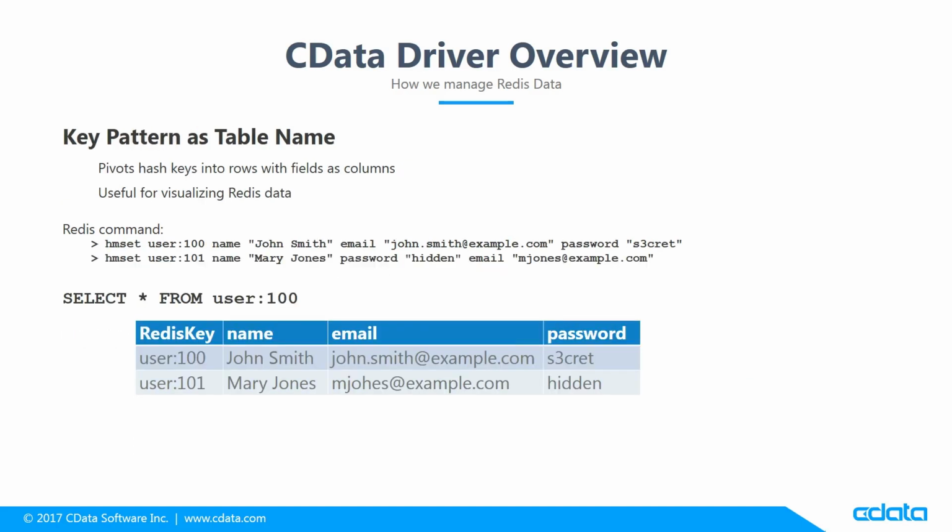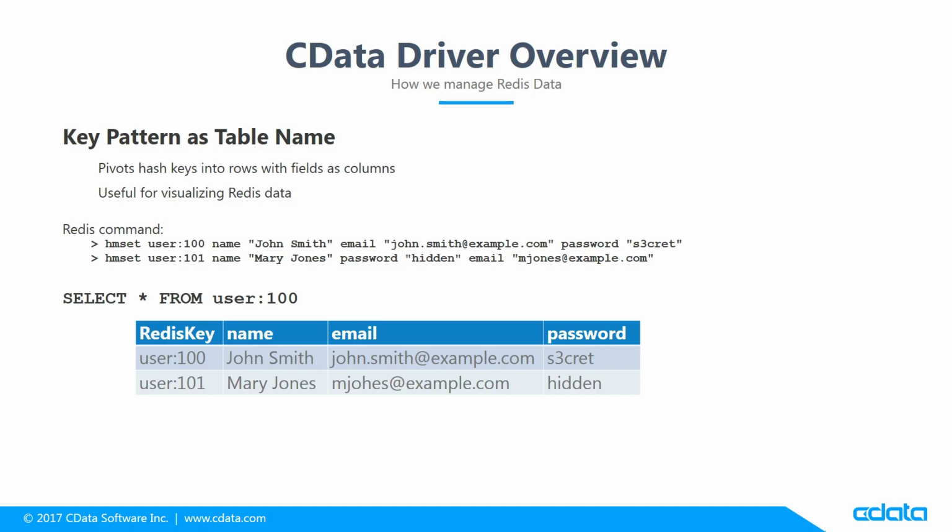Another strategy that works is to use a key pattern as a table name. When you do this, what we do specifically with hash keys is pivot them into rows where each field becomes a column. This is especially useful if you're visualizing Redis data. So as we'll demonstrate later, if you want to pull your Redis keys, all of the related keys into Power BI to do some analytics, using the key pattern as a table name is going to be the way to go.